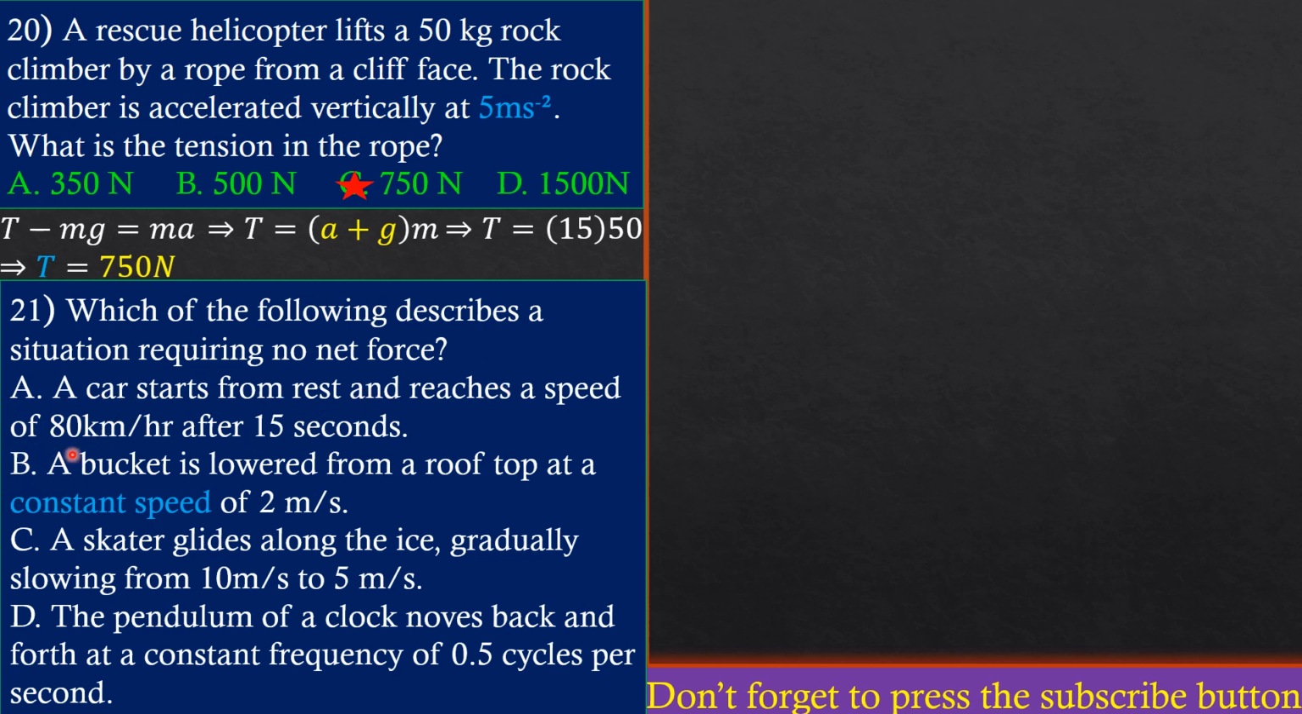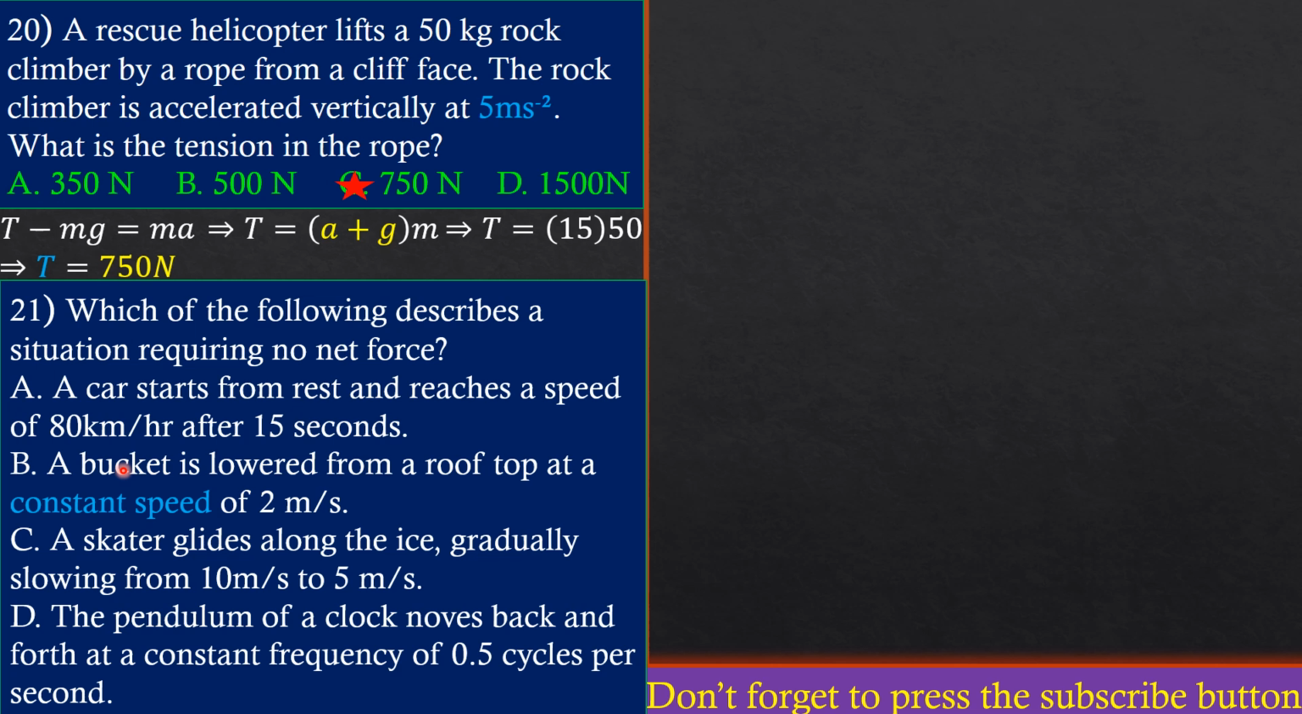Then option B: a bucket is lowered from a rooftop at a constant speed of 2 meters per second. Guys, this has no acceleration since the bucket is lowered at constant speed. Keep in mind that it is not a true statement that each time the speed of an object is constant, the object is not accelerating. If you take a case where an object moves around a circular path at constant speed, that object accelerates at a rate equal to the centripetal acceleration.